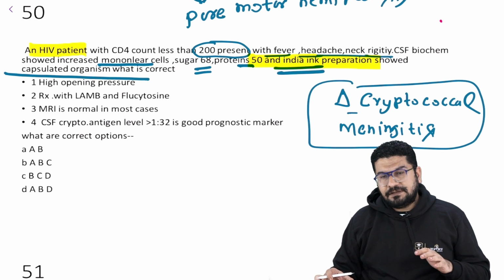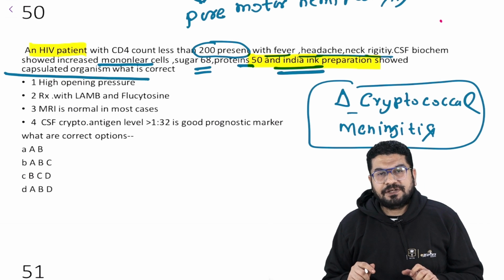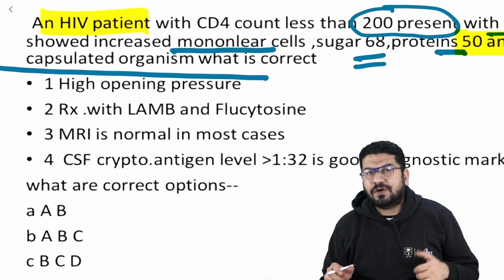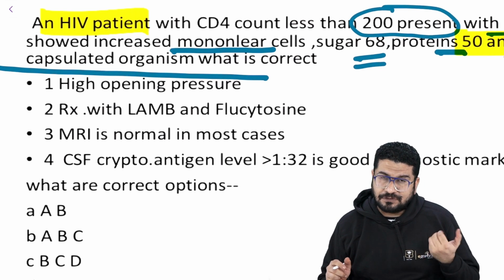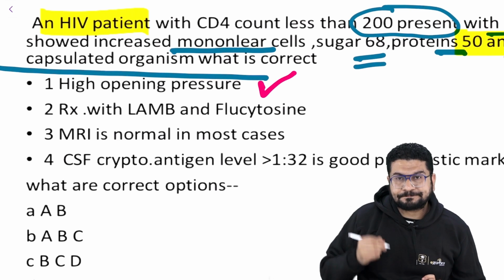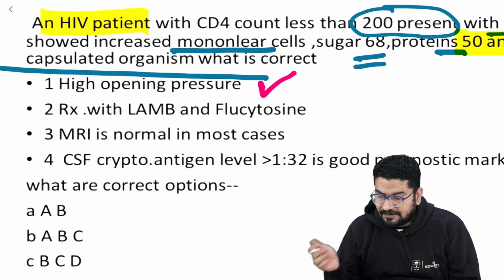Now understand what they are asking: what is the correct statement? High opening pressure. Now understand, the CSF opening pressure is high in almost all meningitis. So in most meningitis you can see the opening pressure is high. So this is a correct statement. It can be high in bacterial meningitis, tubercular, fungal, anywhere.